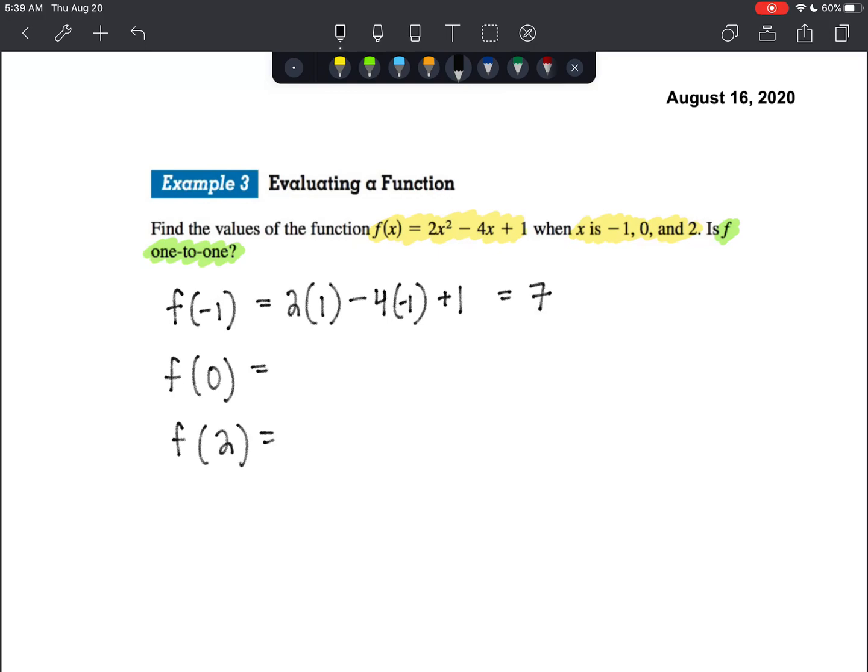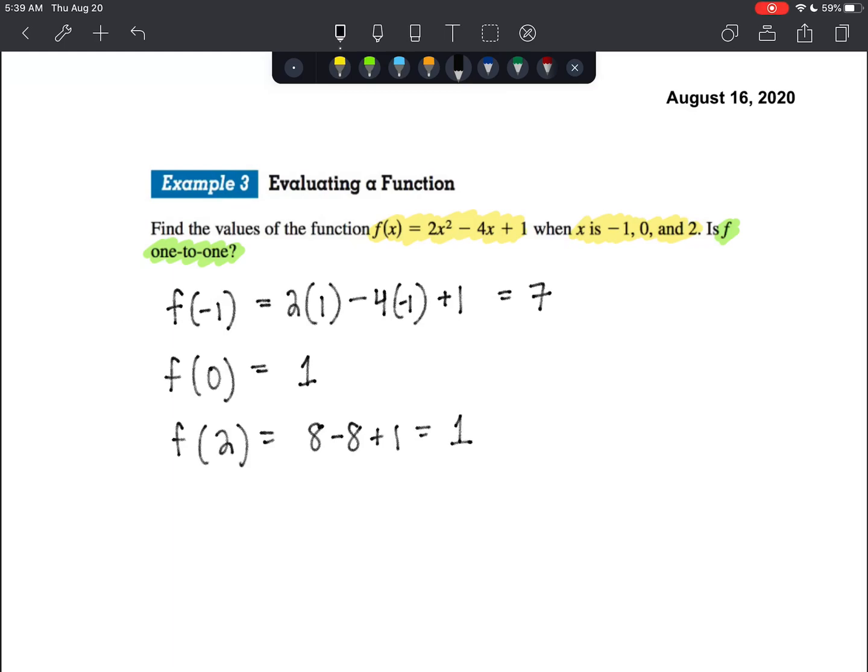So mainly I just want to show you what I do in my head. I just square that number in my head. When I put a 0 in, I don't show any work. That's a 1. And when I put a 2 in, 2 times 4 is 8, -4 times 2 is -8, and then plus 1. So that answer is also 1.